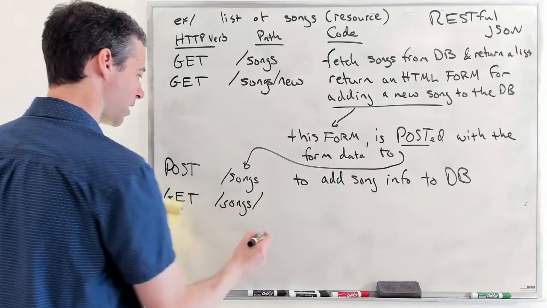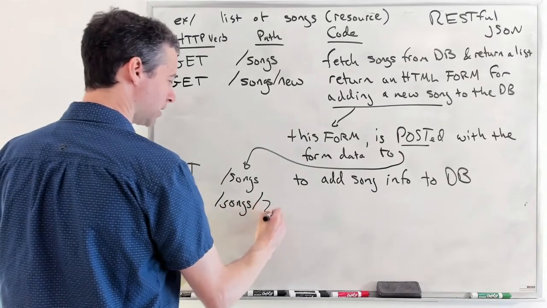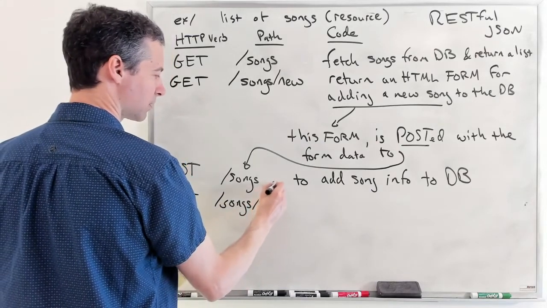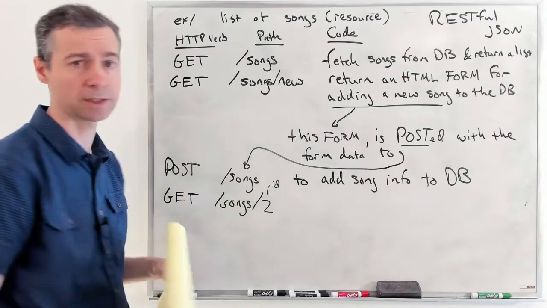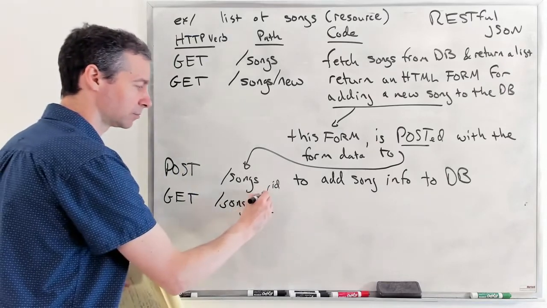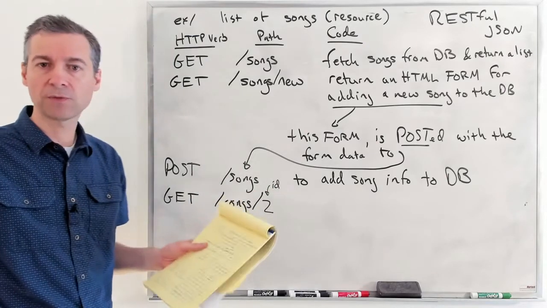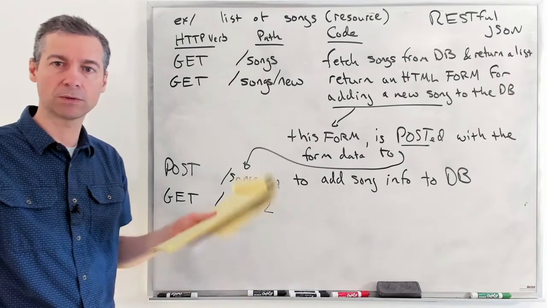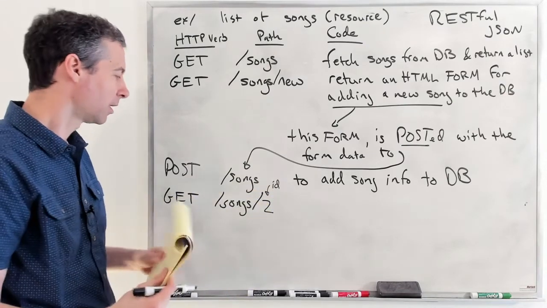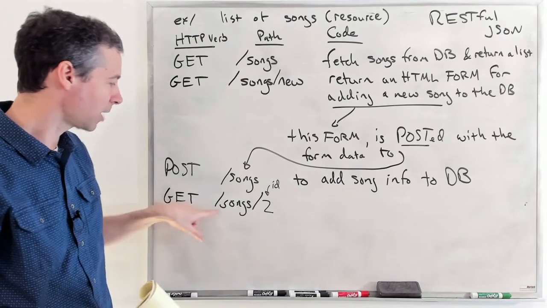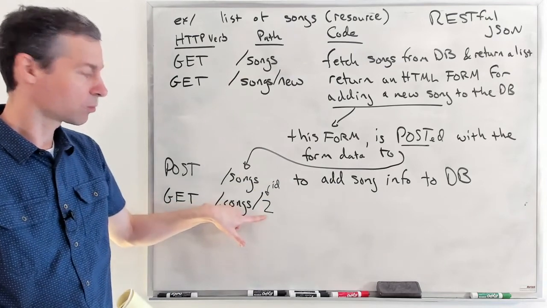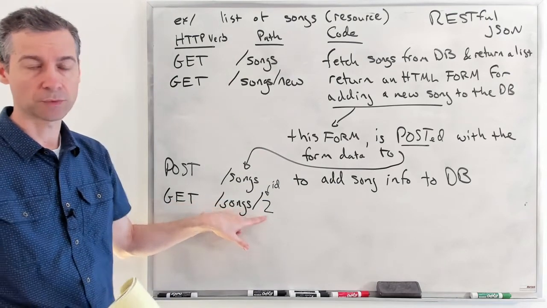/songs/ and then we give an ID. And so this is an ID. This is an example ID. 2. Could be 56, could be 42, 78, whatever. But this says, I want to see song with the identifier 2.